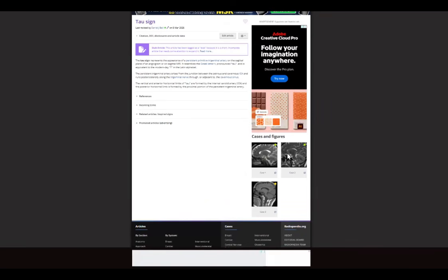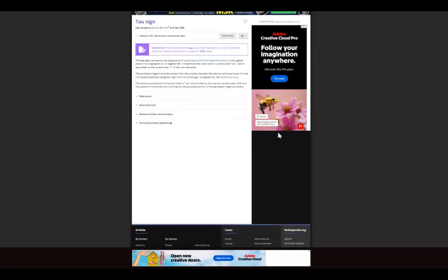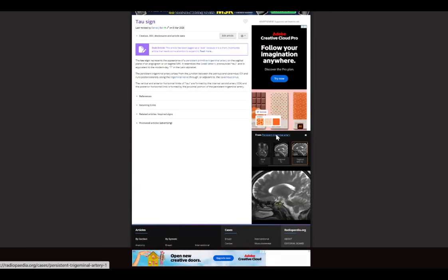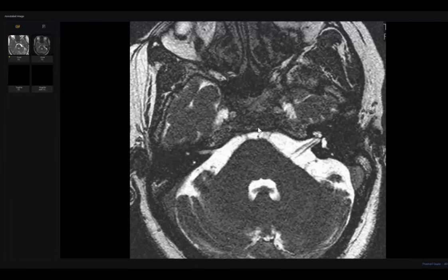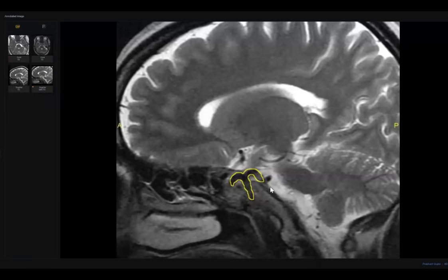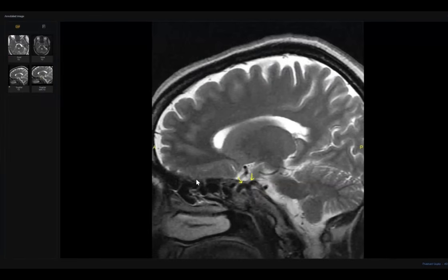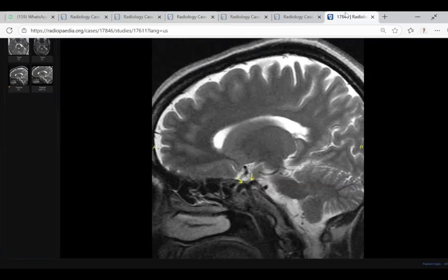See, my colleague, this is the tau sign. I will show you. Look here, this one, like this. This is the tau figure. This is the actual anomaly. But it must be seen in sagittal. Thank you, doctor, so much.